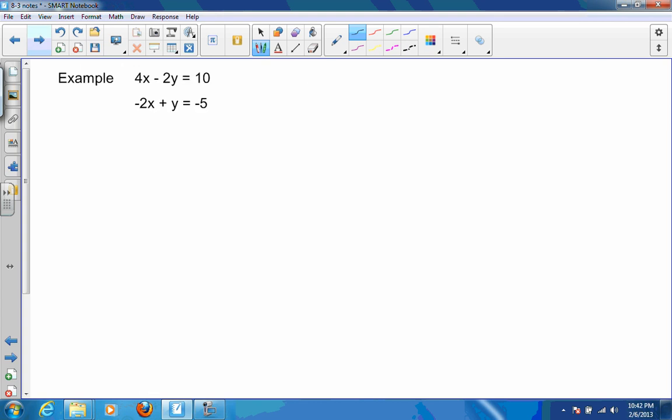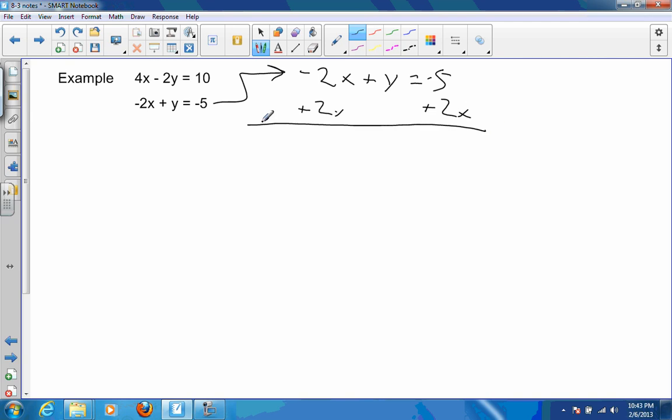Next example. I've got 4x minus 2y equals 10 and negative 2x plus y equals negative 5. Again, this one is by itself, so I'm going to pick the second equation and solve for y. So I've got negative 2x plus y equals negative 5, and I'm going to solve this for y. So all I've got to do is add 2x to both sides, plus 2x, plus 2x. This gives me y is equal to 2x plus negative 5.